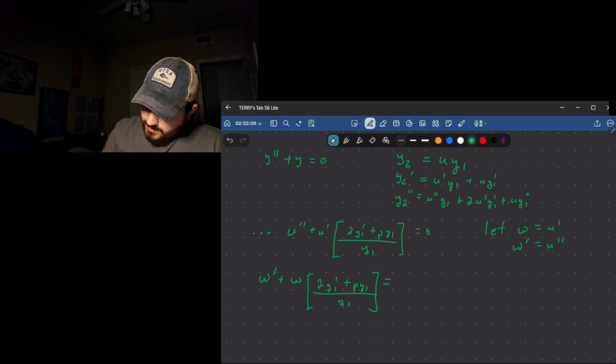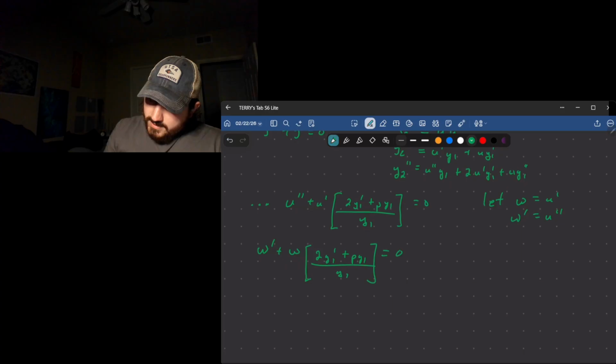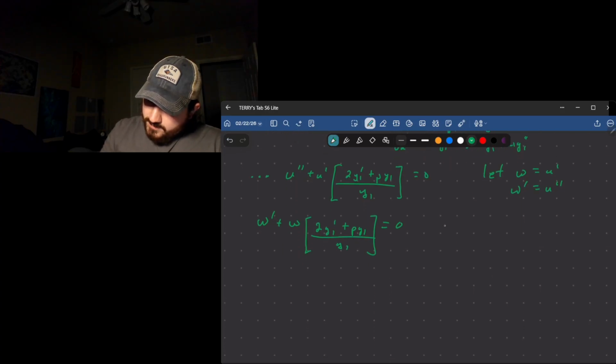Okay, and now we're in that form where we can do separation of variables. So I'm sure you remember separation of variables. I'm going to just rewrite this first piece a little differently so it's a little more obvious what we're doing. So we have dw divided by dx plus this equals 0, so we can subtract over and then move stuff around. So we're going to get to a form where we have dw over w is equal to negative (2y1 prime plus py1) over y1, all in parentheses, and that's all dx.